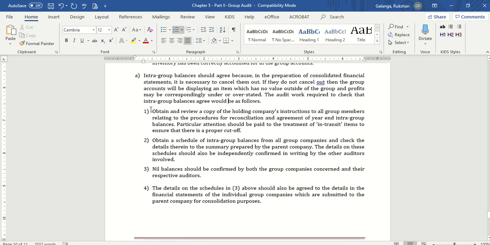Right? So how can you check? Obtain and review a copy of the holding company's instructions to the group members relating to the procedures for reconciling the agreement of year-end intergroup balances. Particular attention should be paid to the treatment of in-transit items. Ensure that there is a proper cut-off.